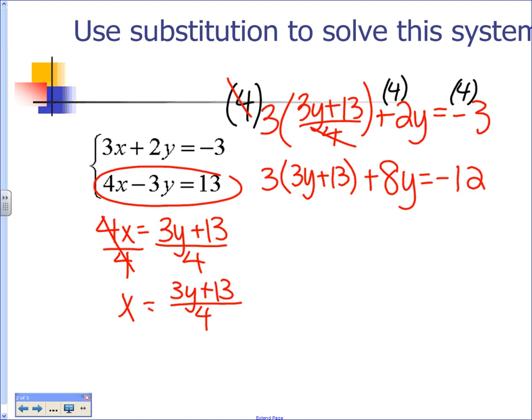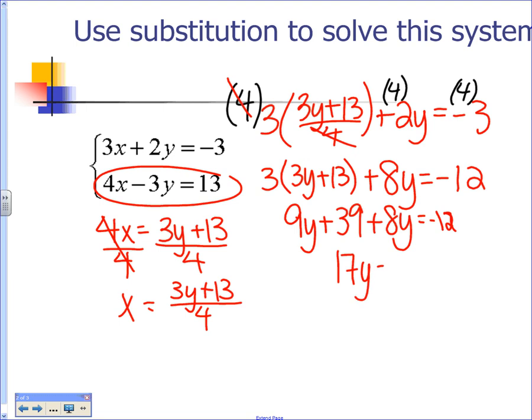Okay, so 9y plus 39 plus 8y equals negative 12. 17y is going to equal what? And so what does y equal? Do y'all see how that works?